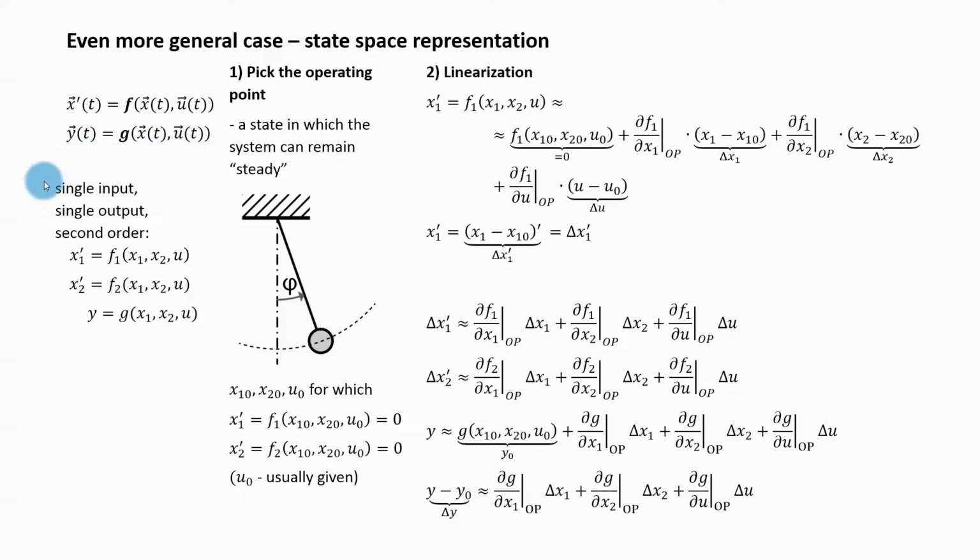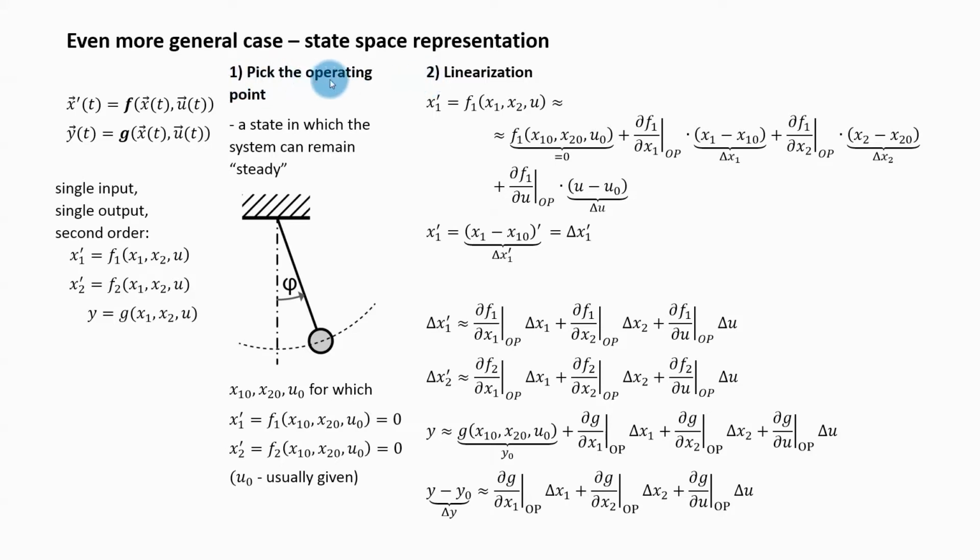I will show you the linearization for the case where we have a single input, single output, and the system has the second order. That is, it has two state variables. In this case, this vector form of the state space representation can be expanded into this scalar form where these f1, f2, and g are some general functions. Now the linearization is done in two steps. First, we need to determine the operating point, and then we need to perform the linearization around that operating point.